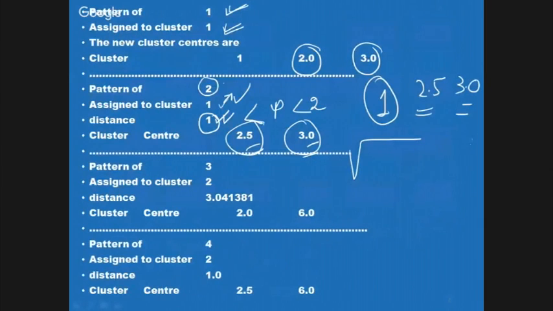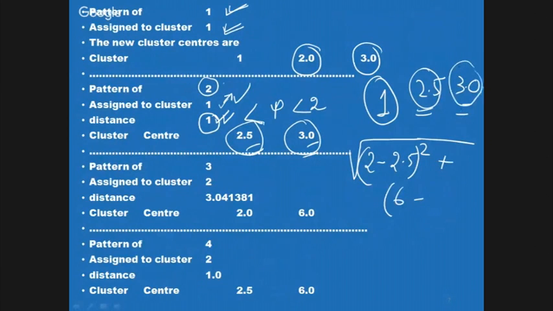So it was 2 and 6, so distance will be 2 minus 2.5, because here it is 2.5, 2 minus 2.5 whole square, right? Plus 6, it was 6, now here we have the 3, so 6 minus 3 whole square. So you will be getting 6 minus 3 is 3, 3 square will be 3 only, and here it will be 0.25, right? When you add that, 3.25 and this will be 3 square.